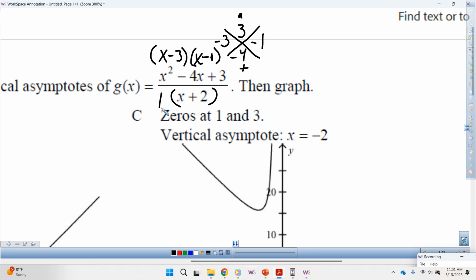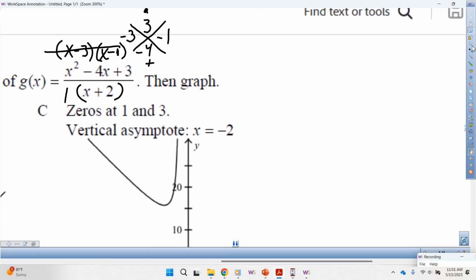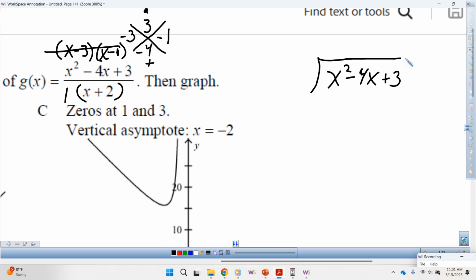Question. Look up. Is there any common factor that I can get rid of here in this fraction with those factors? No. If there isn't, then don't worry about this. Let's do long division. So let's go over here to the side. Let's do long division of x squared minus 4x plus 3 divided by x plus 2.